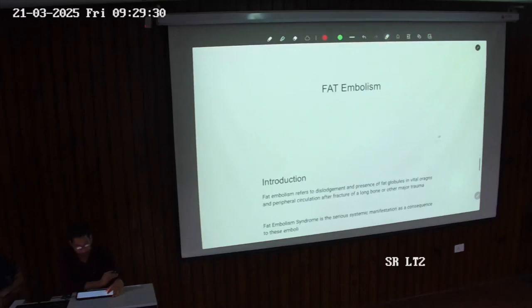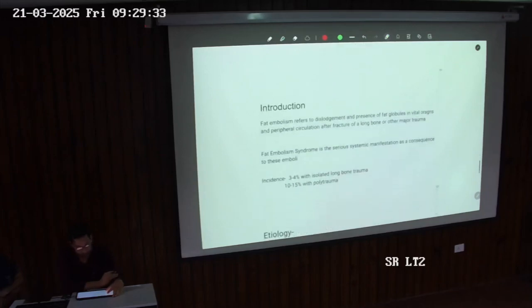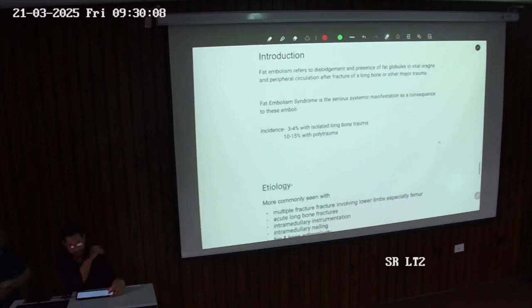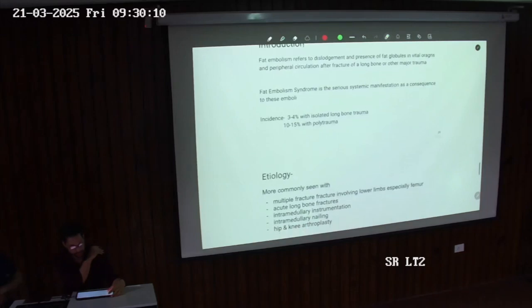Next topic here is fat embolism. So what is fat embolism? Fat embolism refers to the dislodgement and presence of fat globules in the vital organs and peripheral circulation after fracture of a long bone. In simple terms, when there is a fracture of the long bone, the embolism goes from one place to another through the blood circulation and the vital organs are affected. It is a systemic manifestation as a consequence of these emboli.